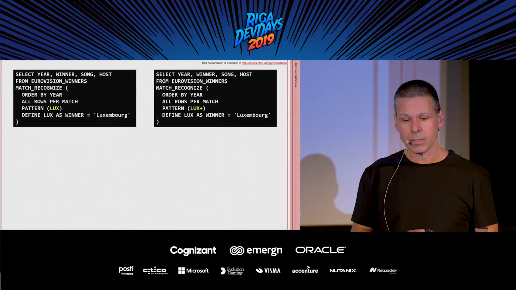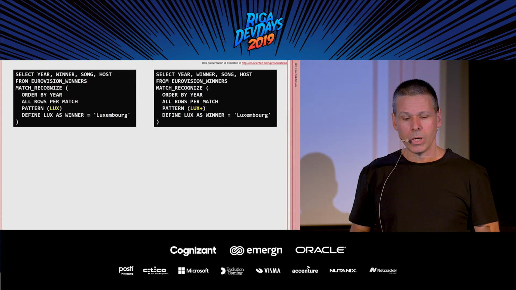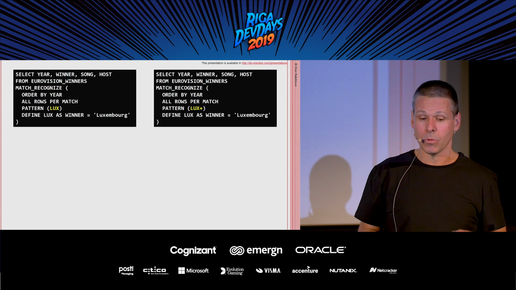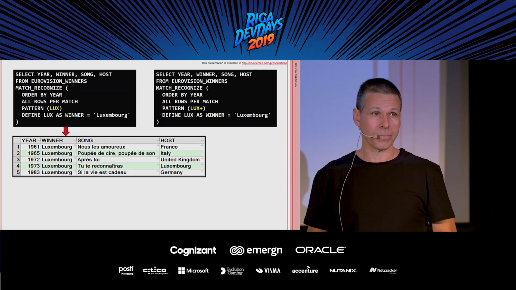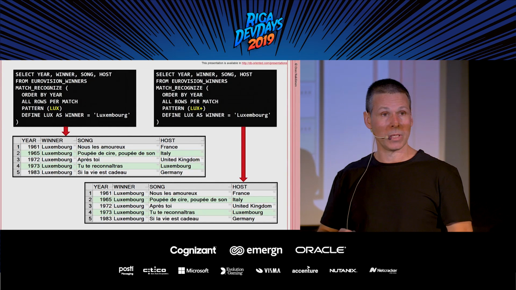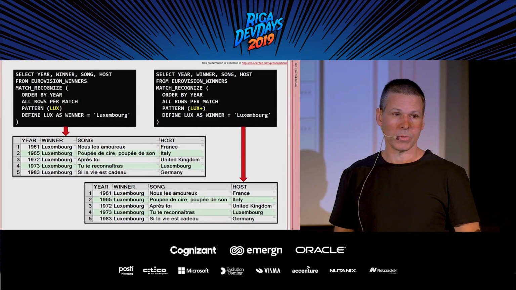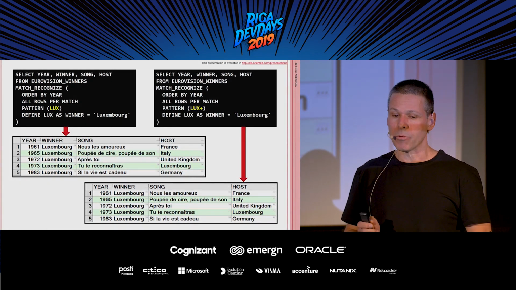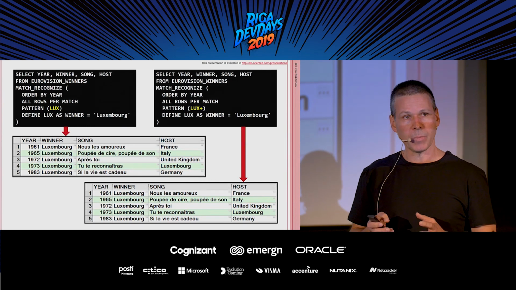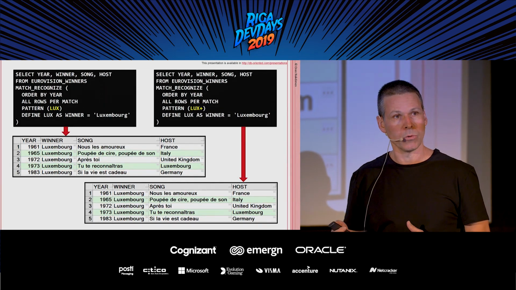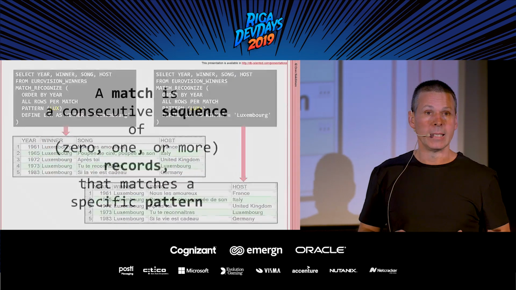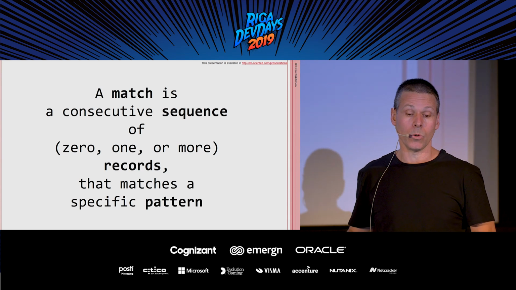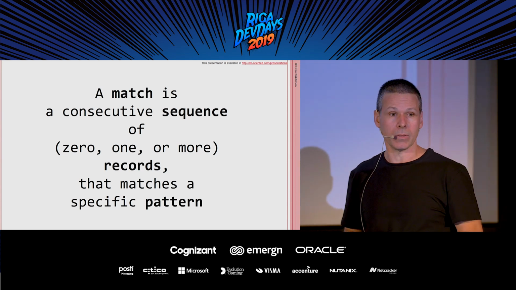Now let's compare the first query and the last one. When we use the pattern Lux, which means exactly 1 win of Luxembourg, we got these results. When we used Lux plus, which means 1 or more, we got these results. These are exactly the same results, right? But there is a major difference here, because in pattern matching, we are not looking only for records. We are looking for matches. And each match is a consecutive sequence of rows that matches a specific pattern.